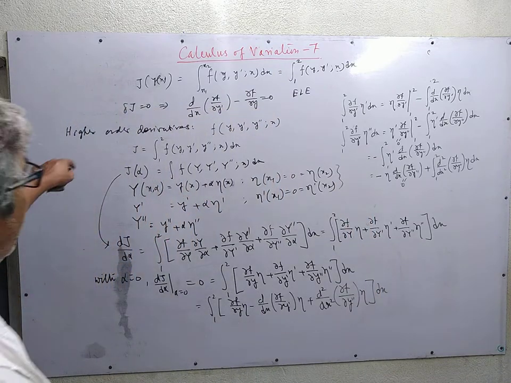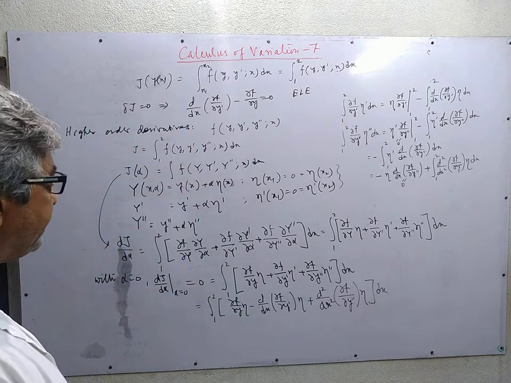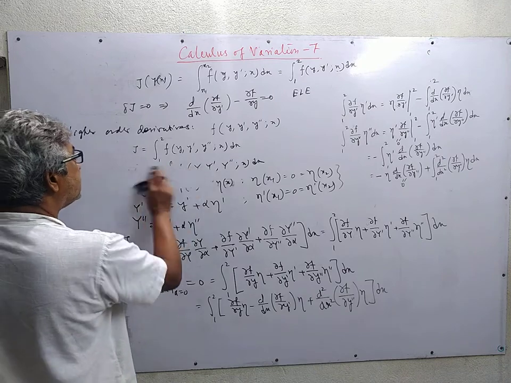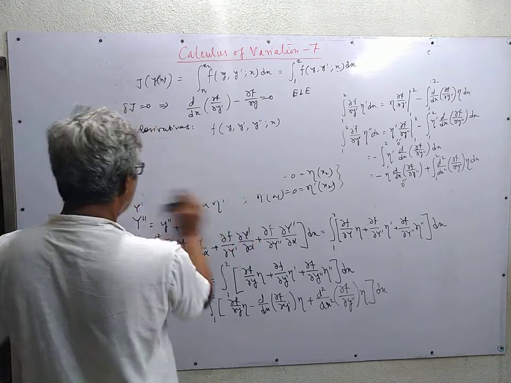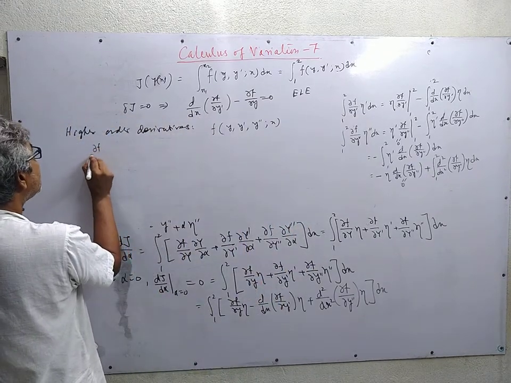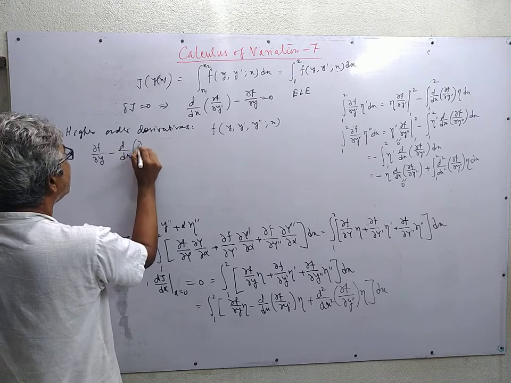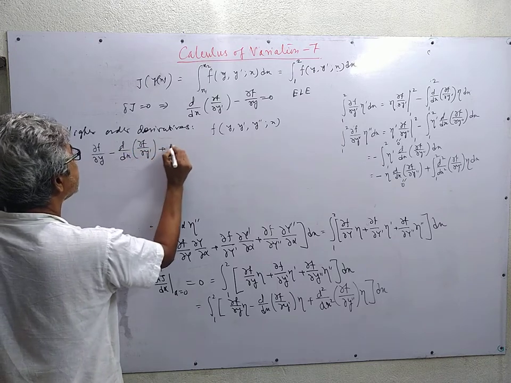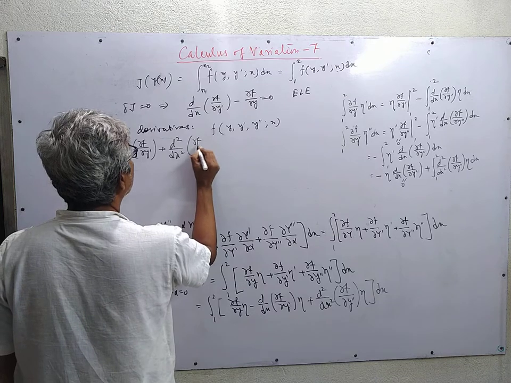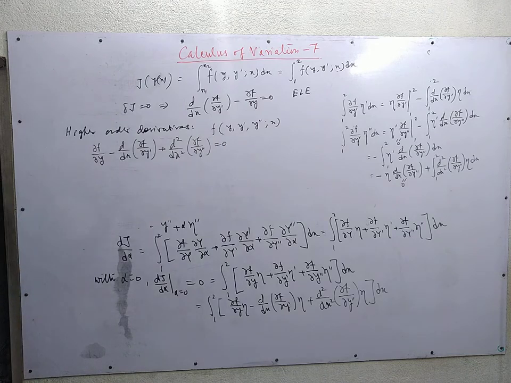So we see that when the functional contains higher derivatives, as we have considered that the functional depends on the second derivative, then the Euler-Lagrange equation becomes: ∂f/∂y minus d/dx of ∂f/∂y' plus d²/dx² of ∂f/∂y'' is equal to 0, which can easily be generalized.